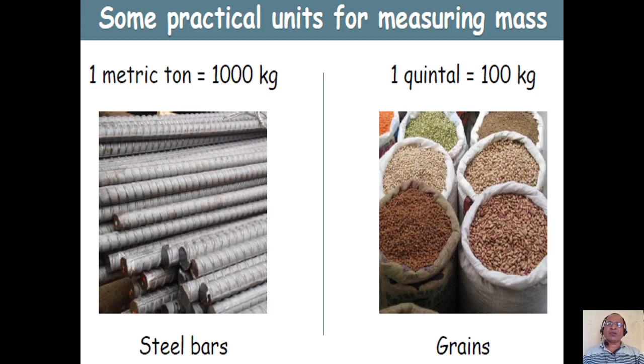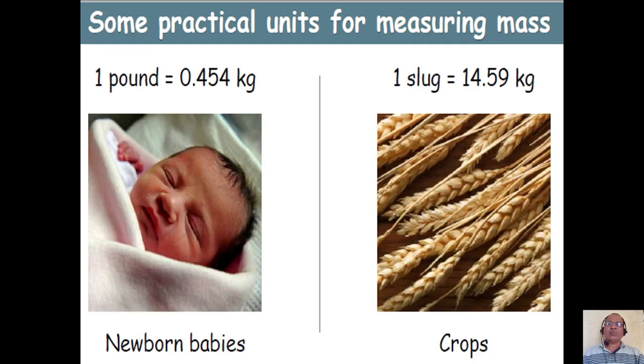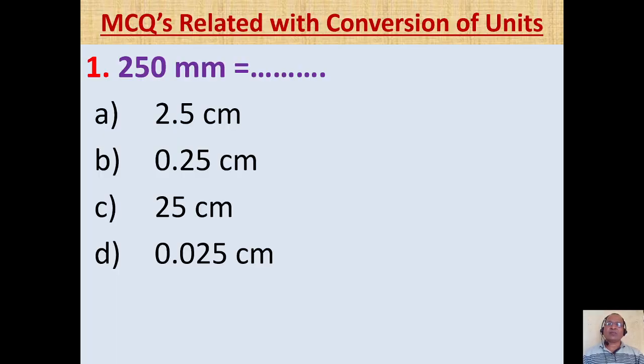A certain practical unit for steel bars we use in construction is the metric ton. 1 metric ton stands for 1000 kilogram. Whenever we measure grains, the quintal is used, so 1 quintal stands for 100 kg. The weight of newborn babies is measured in terms of pound, so 1 pound stands for 0.454 kilogram. Crops are measured in slugs, so 1 slug is exactly equal to 14.59 kilogram. Now let us study some MCQs related to this conversion of units.